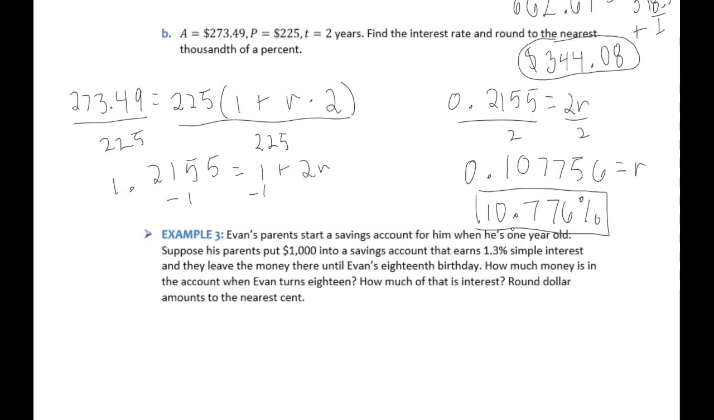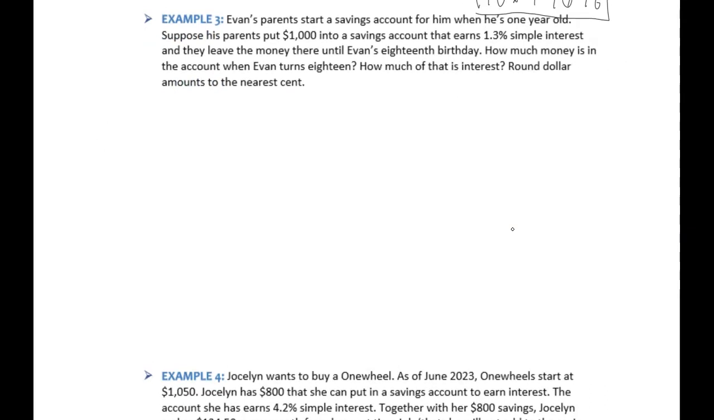Okay, we will conclude this video with example 3. Evan's parents start a savings account for him when he is 1 year old. Suppose his parents put $1,000 into a savings account that earns 1.3% simple interest. They leave the money there until Evan's 18th birthday. How much money is in the account when Evan turns 18?